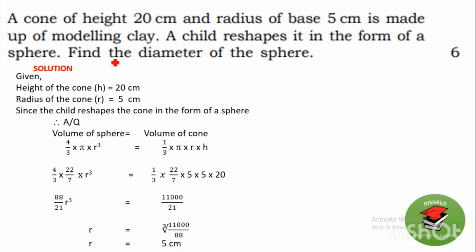But what do you have to find? You have to find the diameter. So diameter formula is, diameter is twice radius. What is my radius? 2 into 5, that is 5 2s are 10. So my diameter is 10 centimeter. Okay.